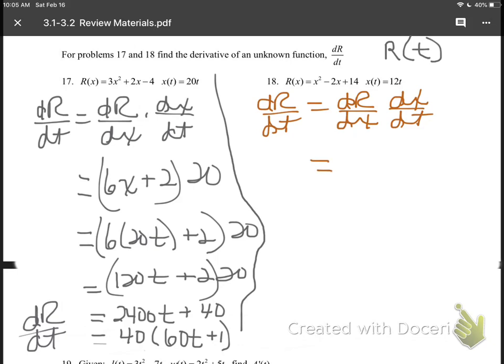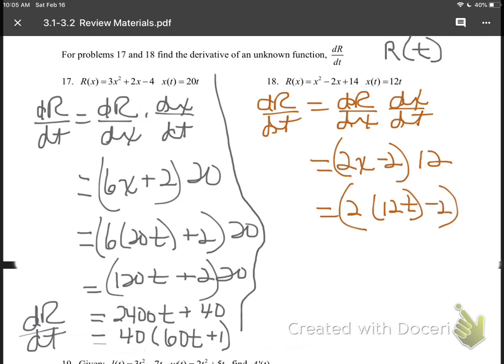So dr dx is going to be 2x minus 2, all of that times 12. Okay, wherever I have an x, I'm going to put in a 12t instead, minus 2. Then be careful about this step. All of those terms are multiplied by 12. So clean up inside the parentheses. That's 24t minus 2, and then that whole thing times 12.